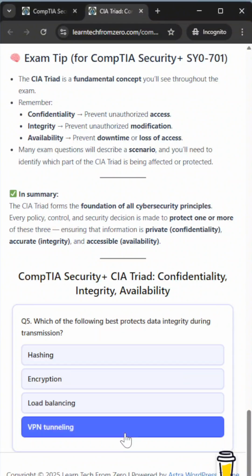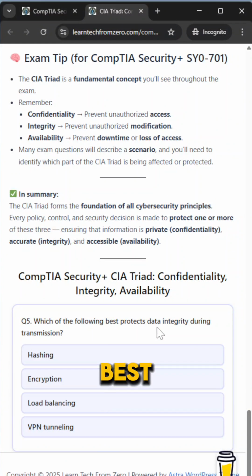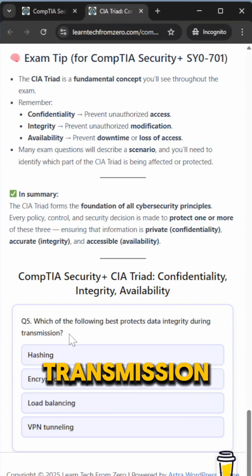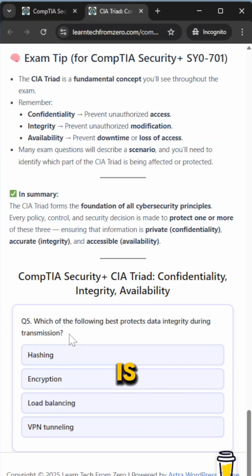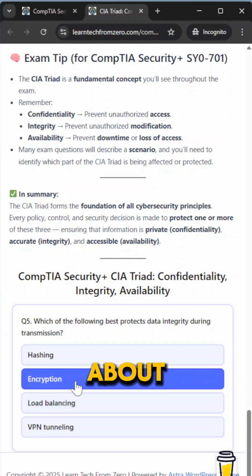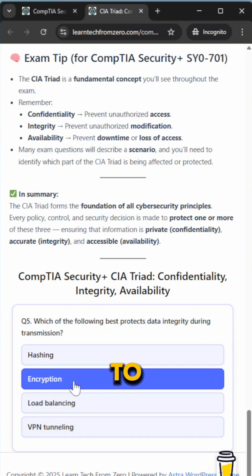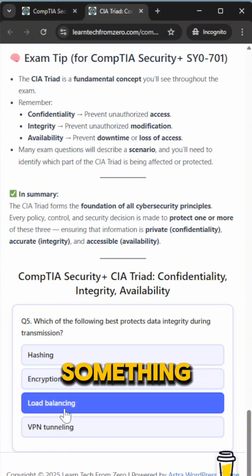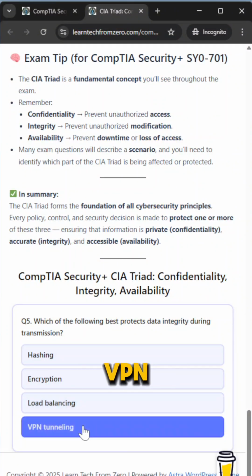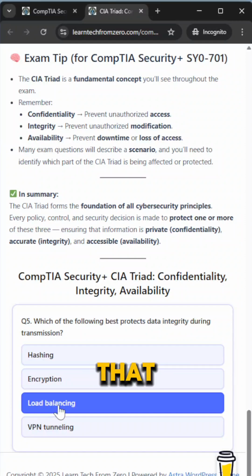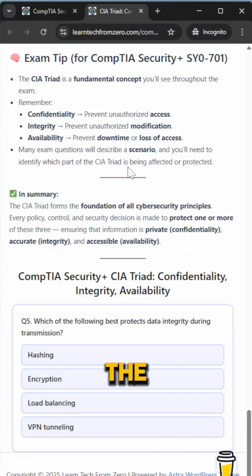All right, correct. Which of the following best protects data integrity during transmission? Data integrity is not encryption. We are not talking about hiding sensitive information. The previous question was about hiding sensitive information, where we changed the sensitive information into an unreadable message. So it's not encryption, and it's not load balancing, which has to do with network traffic. VPN tunneling is another concept. If you go through the theory, you will find out more about hashing and encryption.